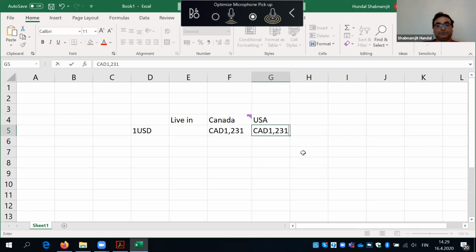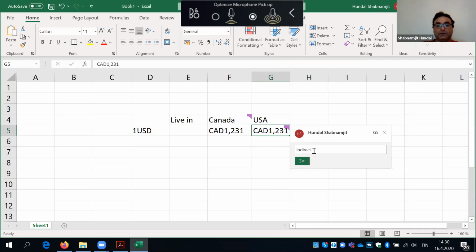But if you write like this, 1.231, in the US, it will be an indirect quote, and it will be a big mistake because in the US, for transaction purposes, you never use Canadian dollars. So this will be an indirect quote. It can lead to errors. Okay, so 1 US dollar is a direct quote here, but the same thing in the US would be an indirect quote.